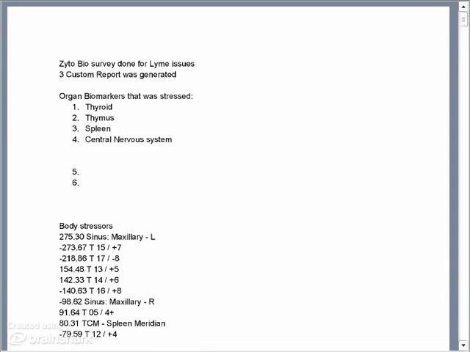And the third scan we did was specifically for Lyme, and there were multiple species that tested positive. I think the client had a suspicion this was Bartonella, but she also had some stressors connected with the Borrelia species.